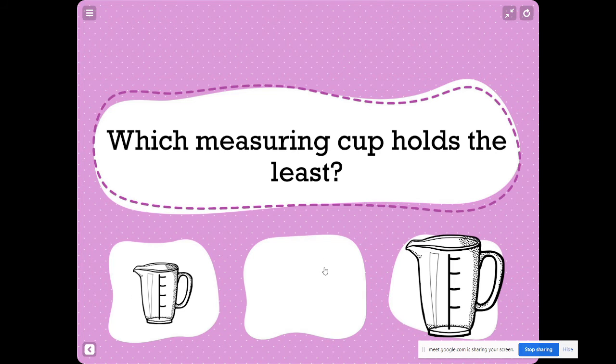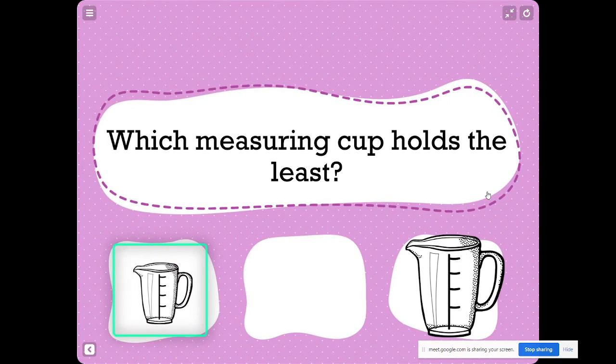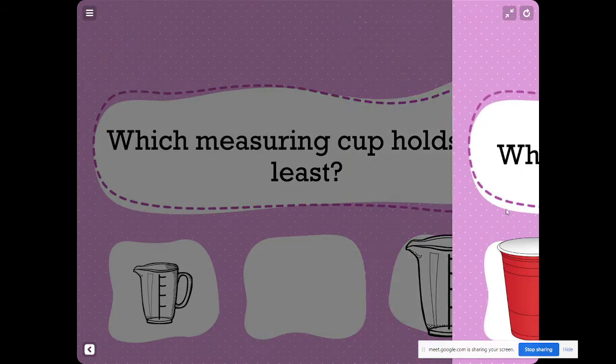But there's no cup here. It says measuring cup. There's no measuring cup. If there's nothing, you cannot pour liquid there. There's no container. Which measuring cup holds the least? A. Yeah. Let's have some more.